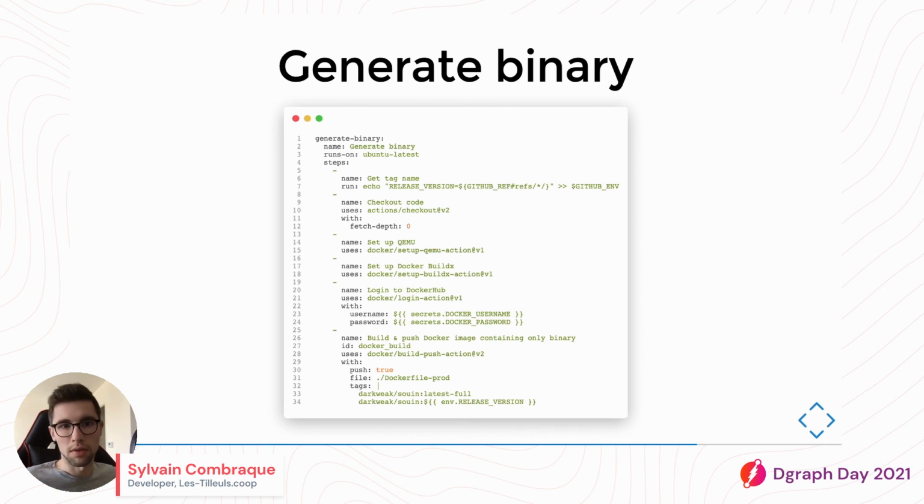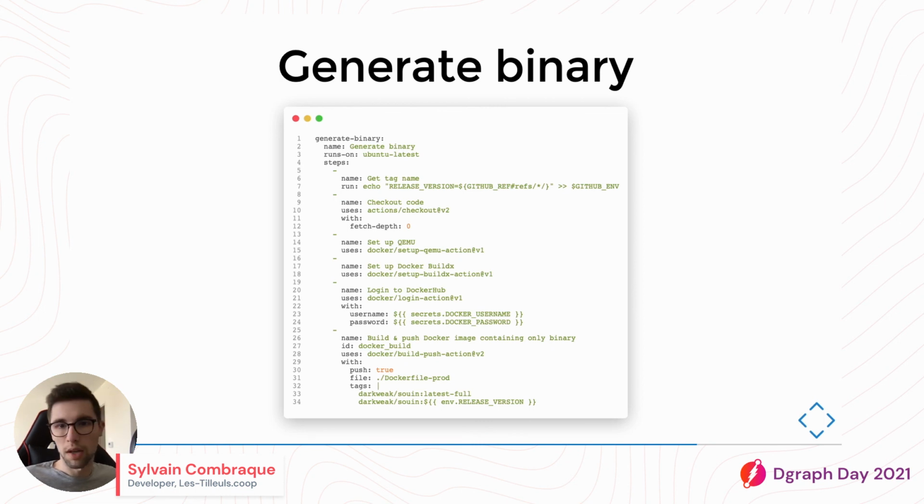It retrieves the tag name, pulls the tag branch, requires the Docker dependency and enables the build system to be able to build Docker images. Then it logs into Docker Hub using secrets credentials, builds the prod container using the Dockerfile prod, and pushes it to Docker Hub as latest-full and with the tag branch name as image name.